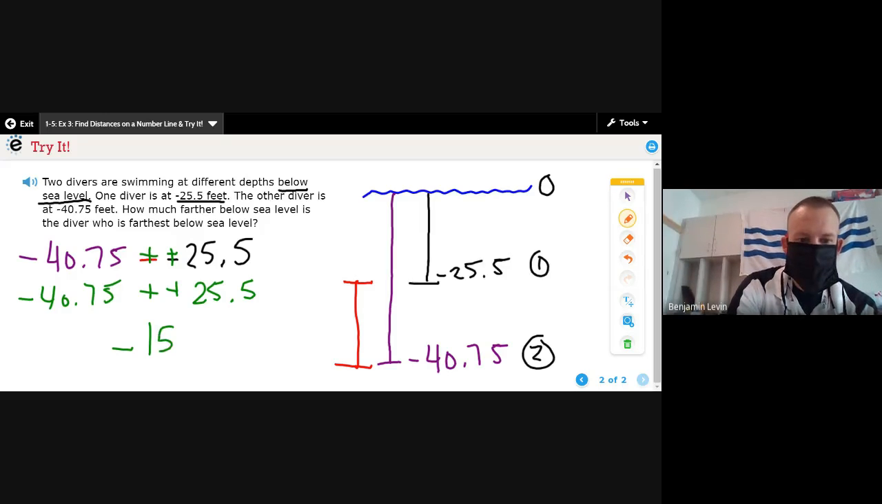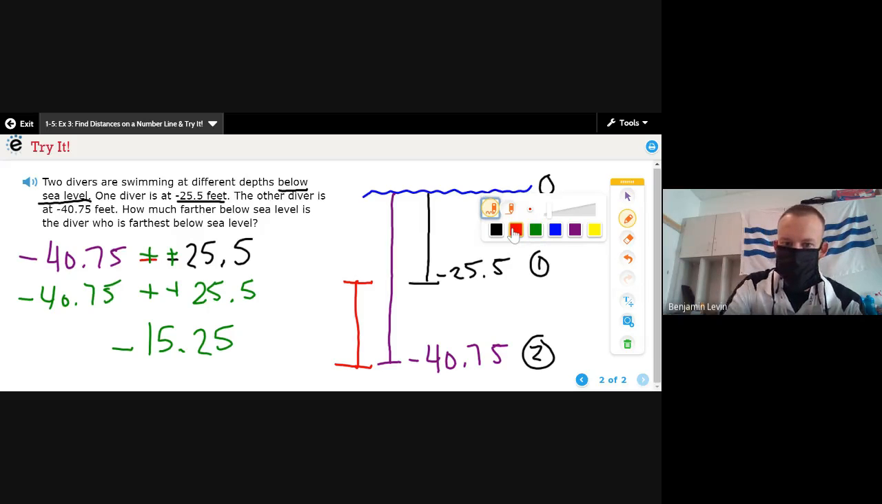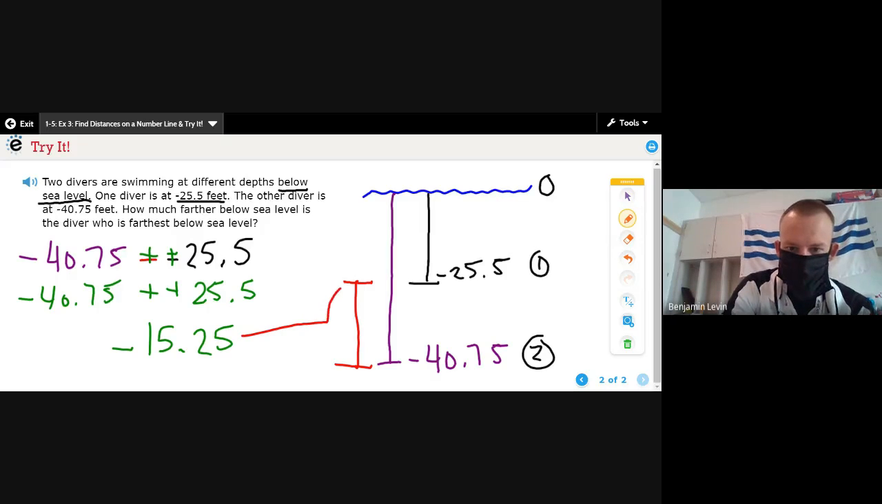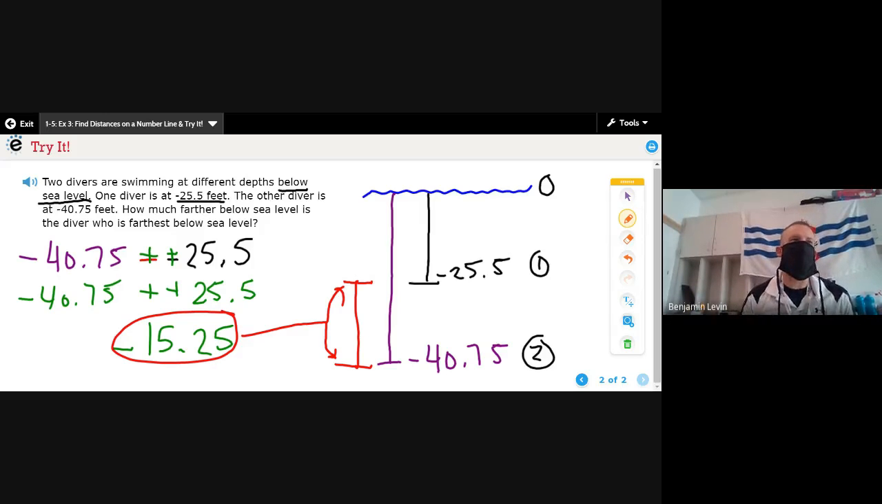negative 15.25. Right? So the distance between, this distance is 15.25 feet, right? The purple diver is 15.25 feet lower than the black diver, as demonstrated by our chart, right?